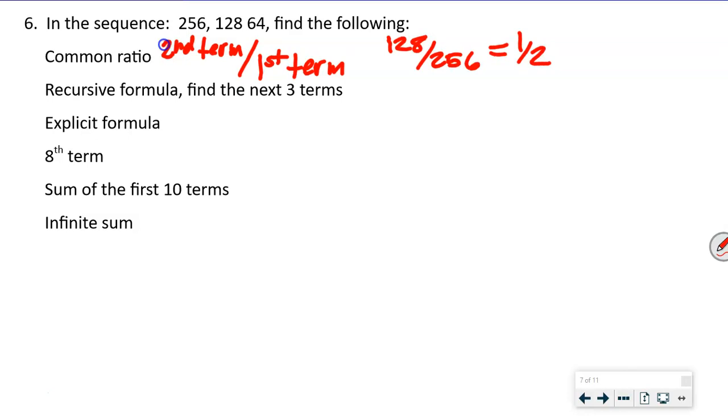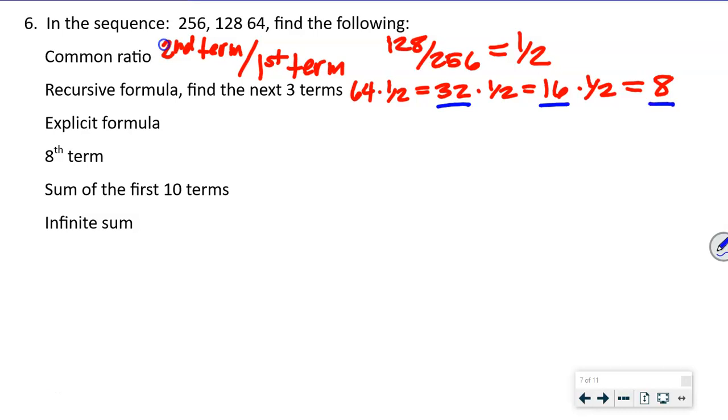When we use the recursive formula, we're basically going to multiply that ratio times the numbers. So to get our next number, we're going to do 64 times 1/2, which would have been 32. And then we're going to multiply that times 1/2, which would be 16. And then we multiply that times 1/2, and that's going to be 8. So our next 3 terms are 32, 16, and 8. That's what the recursive formula is used for, okay?